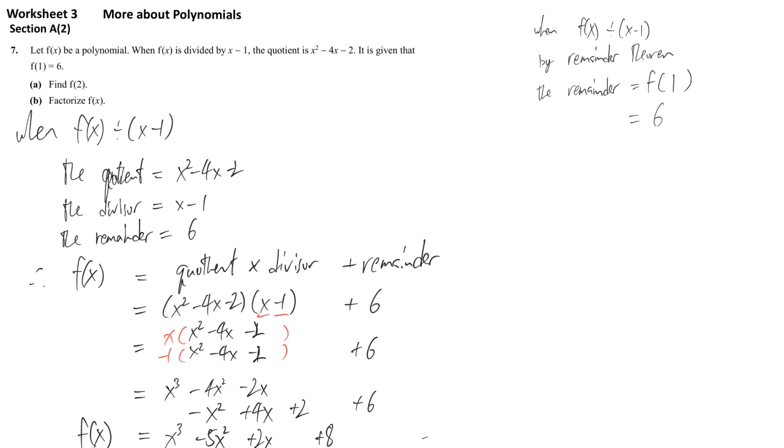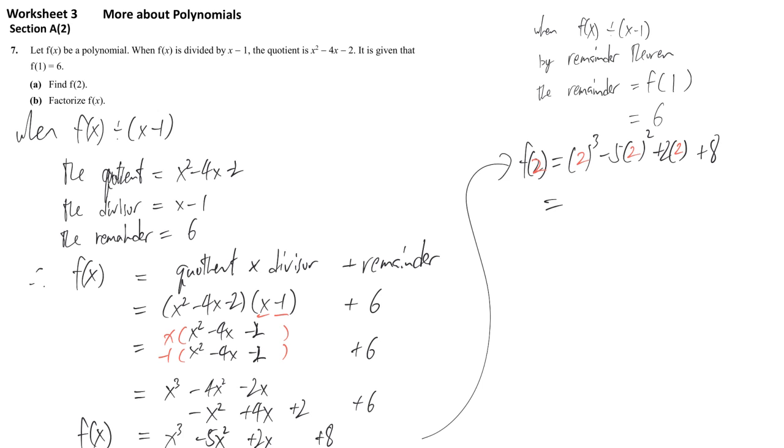Now to answer the question, we are interested in f(2). Something to the power 3 and then minus 5 times something squared plus 2 times something and then plus 8. What's that something now? It is 2. So calculate accurately, and then 5 times 4. So we got 0.